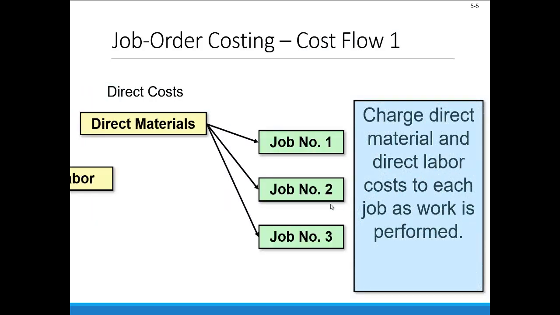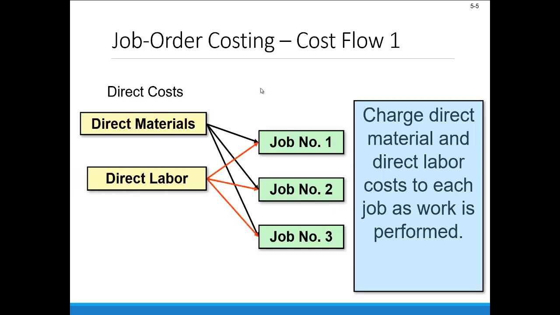So if we think about the flow of costs in a job order costing system, the direct costs, so the direct materials and direct labor, are going to be charged or assigned directly to each individual job as it's being worked on. Remember, if we think back to Chapter 1 and our definition of direct materials and direct labor, those are things that we can very easily associate with one particular thing being produced. In this case, that thing is the job. So we're going to charge those costs directly to the job as it's being worked on.